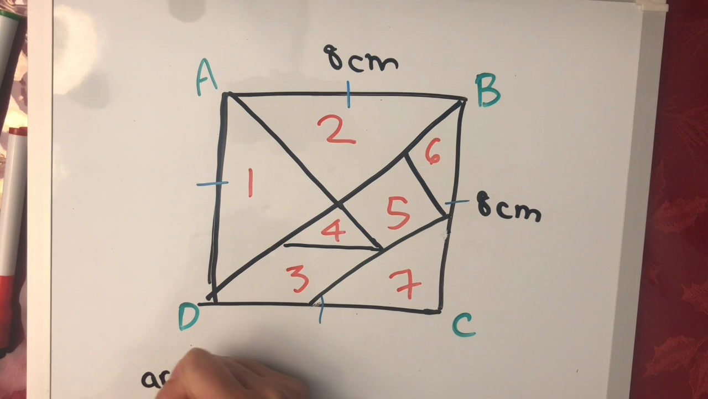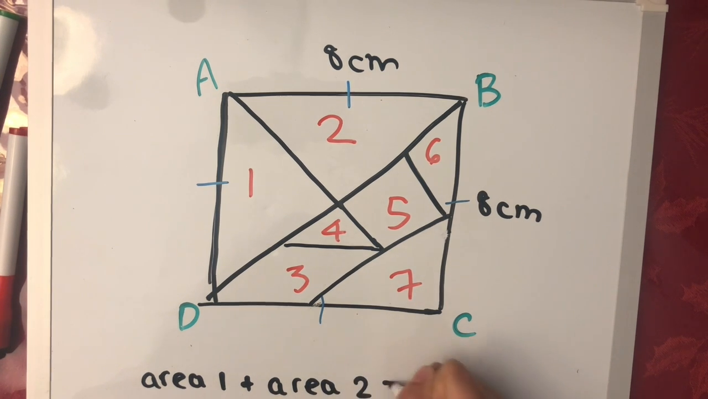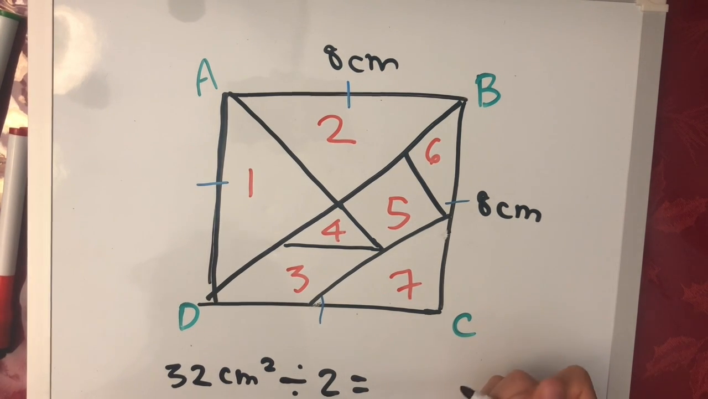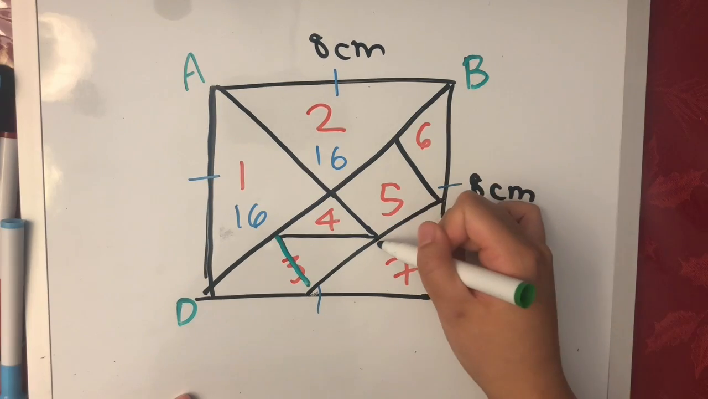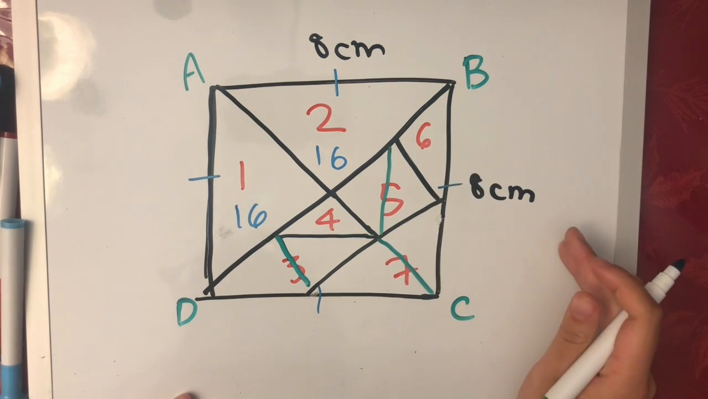Since we know that pieces 1 and 2 are congruent, and they also make up half of the square, we can divide the total area of the square by 2 to get the total area of pieces 1 and 2 together. We can now further divide this area by 2 to get the area of each individual piece, which will be 16 centimeters squared.